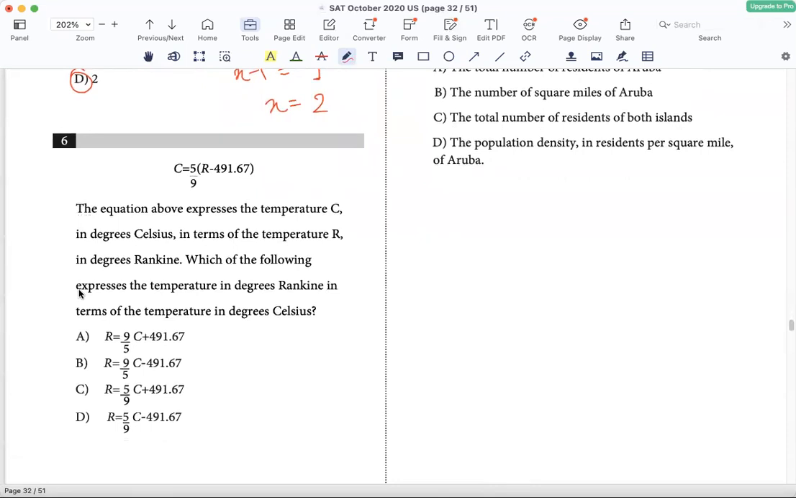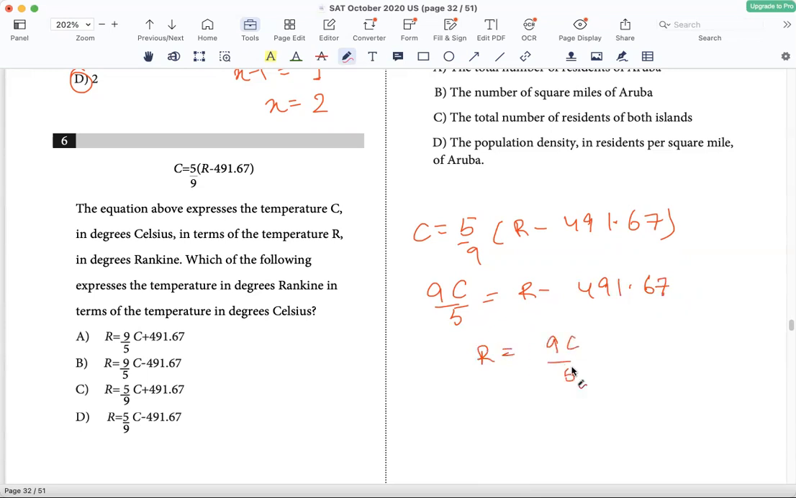The equation above expresses the temperature C in degrees Celsius in terms of the temperature R in degrees Rankine. Which of the following expresses the temperature in degrees Rankine in terms of the temperature in degrees Celsius? So C is 5 by 9 (R minus 491.67). So 9C by 5 is R minus 491.67. So R is 9C by 5 plus 491.67, option A.